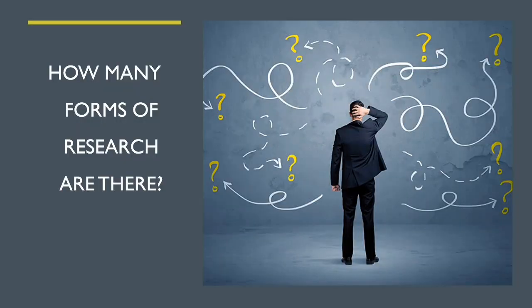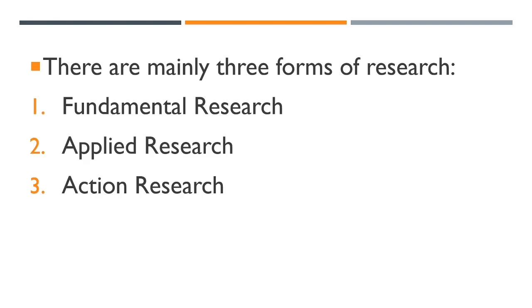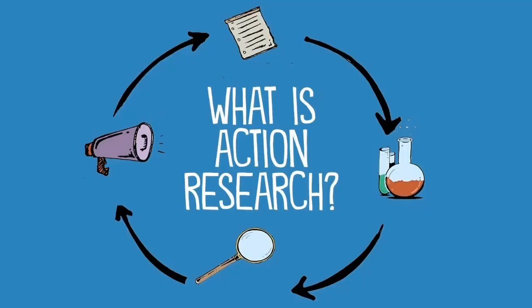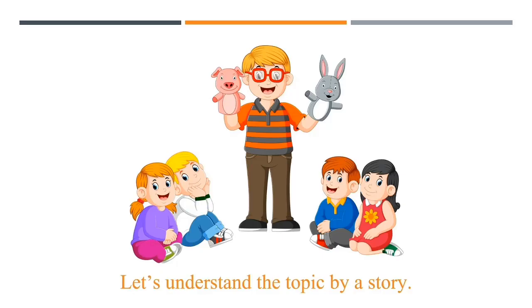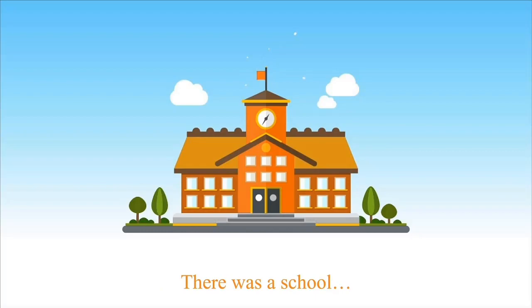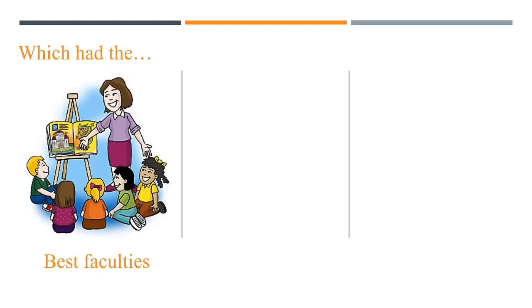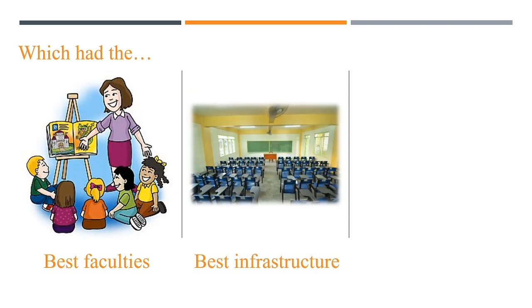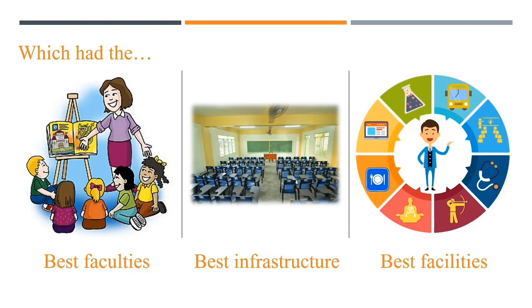How many forms of research are there? There are mainly three forms of research: fundamental research, applied research, and action research. Let's understand the topic by a story. There was a school which had the best faculties, best infrastructure, and the best facilities.